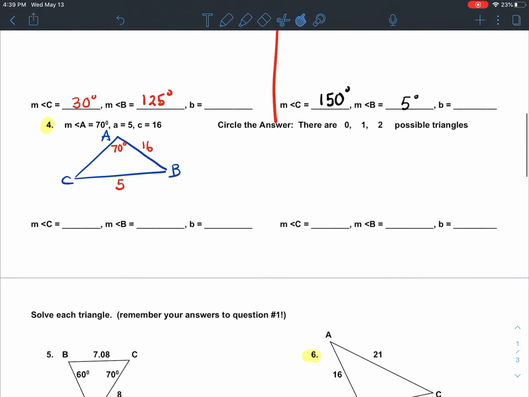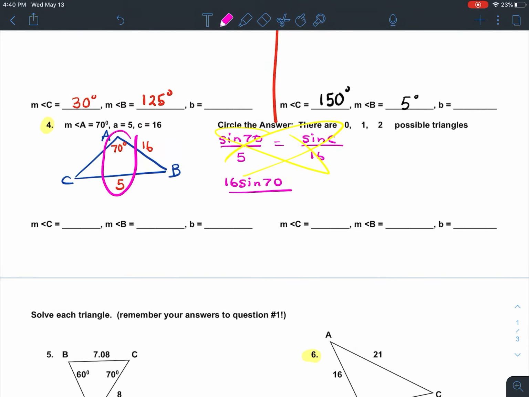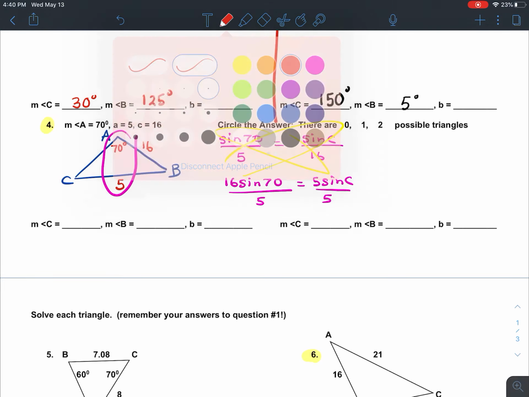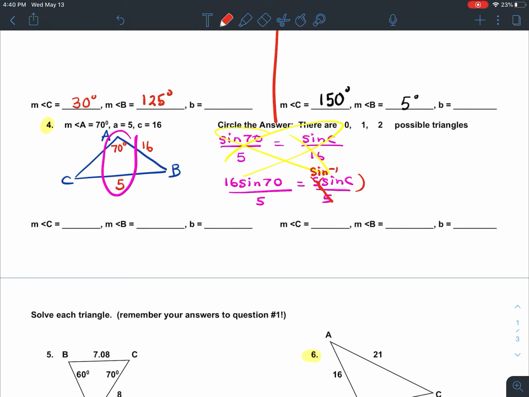Okay, let's take a look at this one, number 4. Okay, number 4, I see my strong ratio here, so I'm going to start there. I got sine of 70 over 5. I'm going to do sine of C over 16. Cross multiply here. Whoops. Do this part first here. Okay, divide by 5. Inverse sine of both sides. And when I do inverse sine of both sides, I can see here that the measurement of angle C, now here's where on the calculator, I am getting an error.